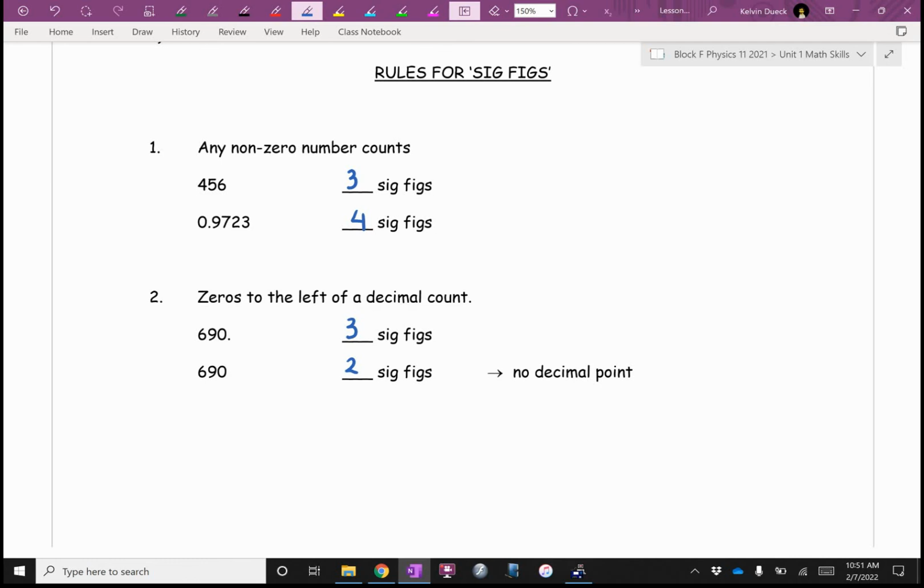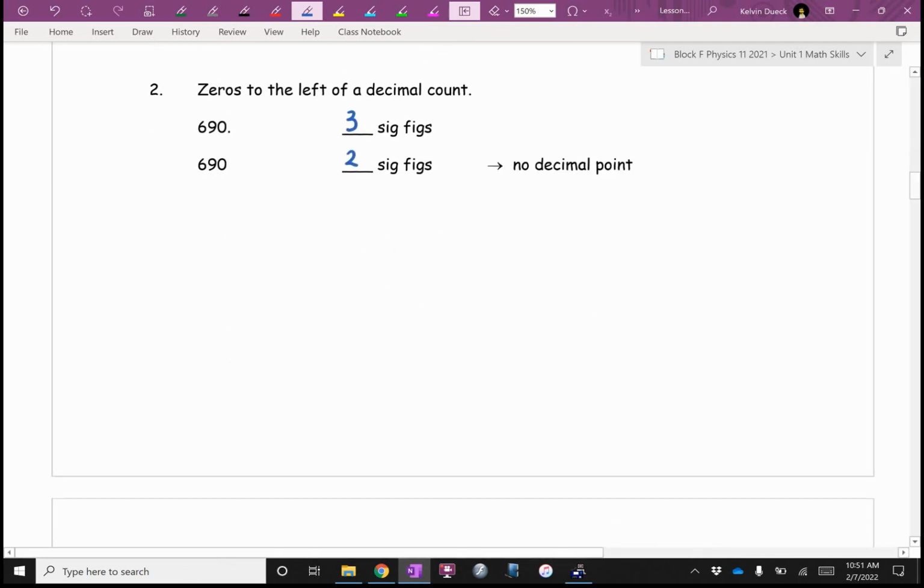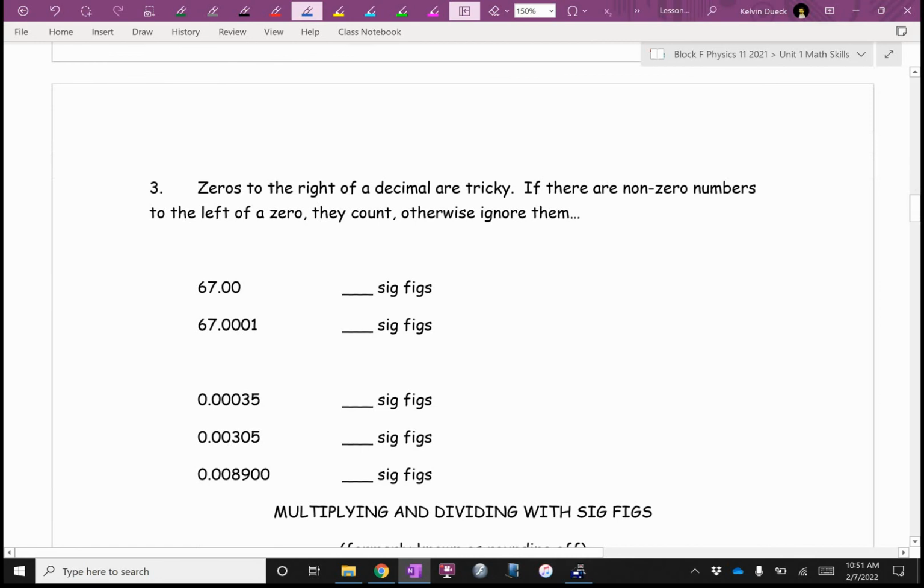Decimals are a little trickier. Zeros to the right of a decimal are tricky. If there are non-zero numbers to the left of the 0, they count. Otherwise, ignore. What? 67.00. How many sig figs? Not 2, but 4. 67.0001. 6.